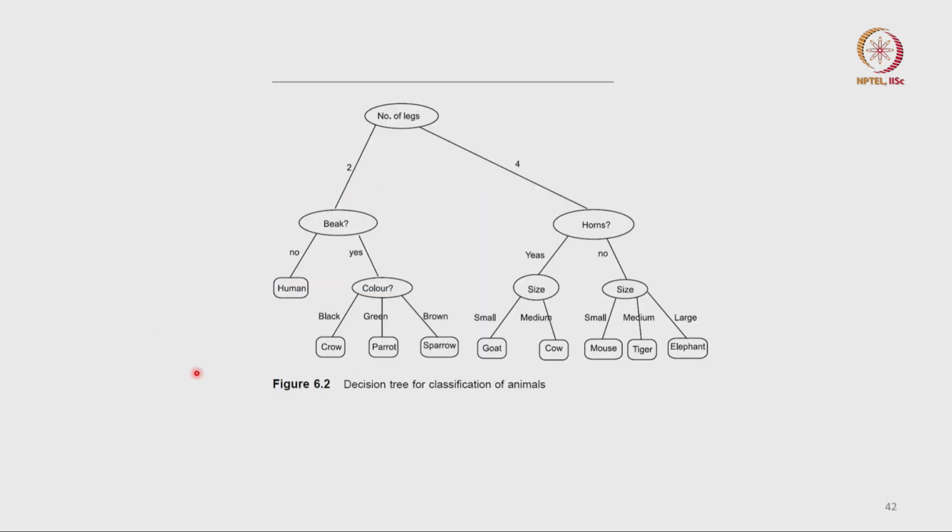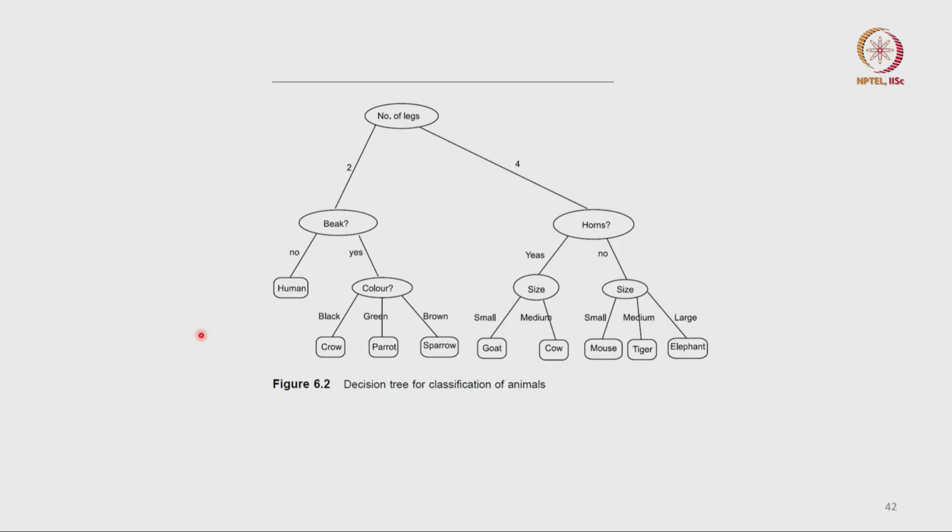So, this is the description that we have, and this is a decision tree that we have made. What you can check is the number of legs, is it 2 or 4. If it is 2, then you check whether it has a beak. If it has a beak, then you check the color, and depending on the color you get the leaf node which tells you which animal it is. If it does not have a beak, then you say it is a human, and if it is 4 legs, then you check whether it has horns, yes or no. If yes, then you look at the size, if no, then again look at the size, and you can find which animal you are looking for. So, this is a decision tree which has been created.